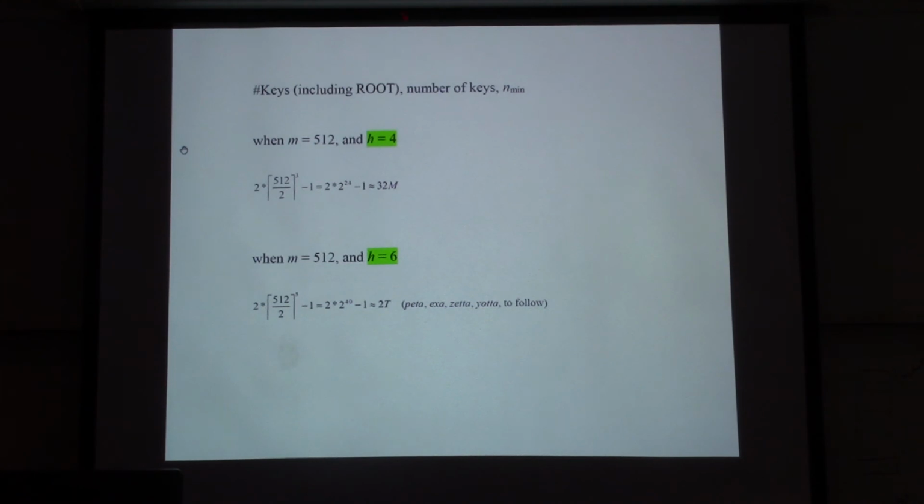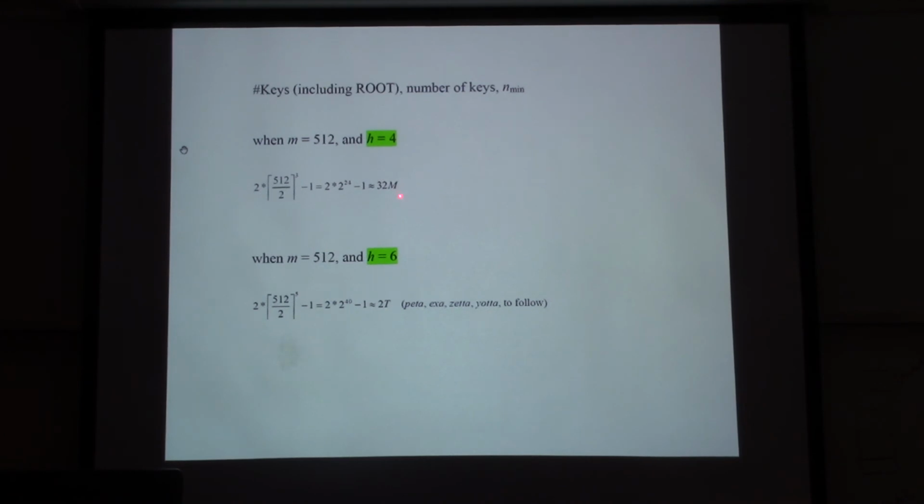So now, the number of keys, including the root, and the number of keys in n, still sticking with the minimum tree. When m is 512 and h is 4, we now have approximately 32 million keys. That means that this tree, which has a height of 4 and an order of 512, can address around 32 million records. Now, if you don't think that's a lot, think about each record being a K. So if you have 32 million records, each of them a K in size, that's now a 32 gigabyte file. So 32 million records which you can address.